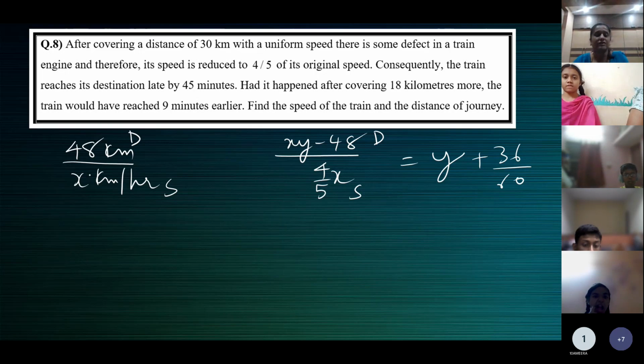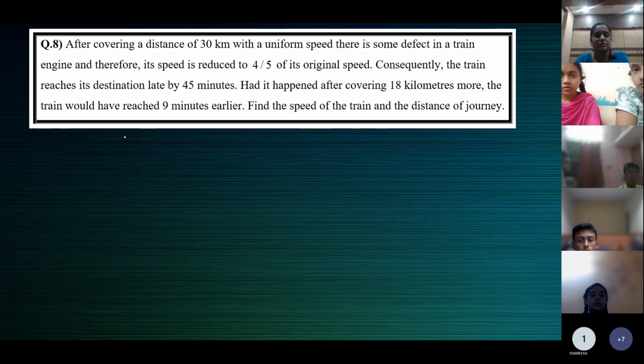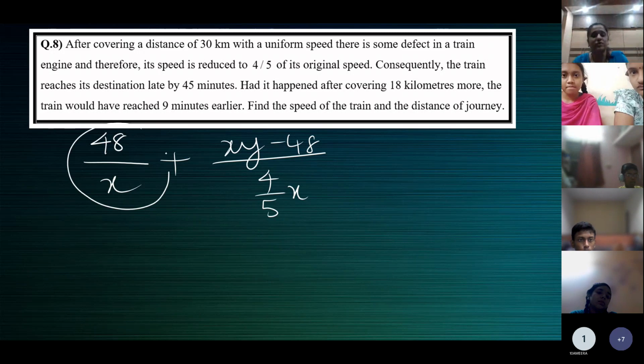Just divide these two. 48 by x plus the remaining distance minus 48 by 4 by 5x. Distance by speed, this is the distance. Distance by speed is time taken. Distance 48, speed x, plus the remaining distance, speed 4 by 5x. So this will be the total time taken. This is the time taken to cover the first 48 kilometers. This is the time taken to cover the remaining distance.